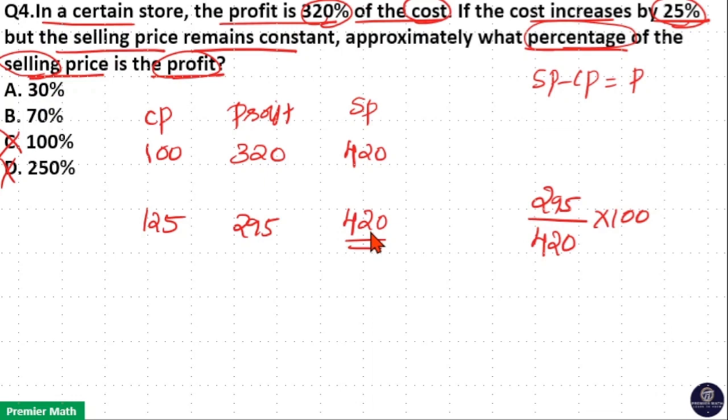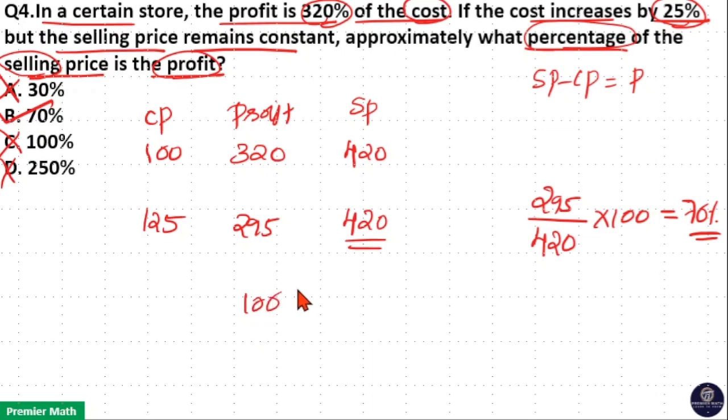Now you can see 50% of 420 is equal to half of 420, that is 210. So option A is not the answer. Option B is your answer. So 295 is 70% of 420.